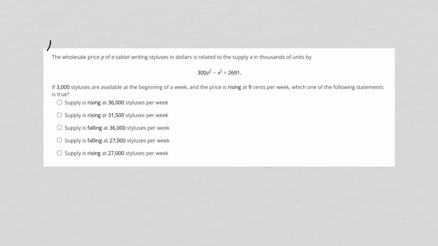So this question says the wholesale price P of e-tablet writing styluses in dollars is related to the supply X in thousands of units by this equation here. If 3,000 styluses are available at the beginning of a week, we know that X is in thousands of units of styluses, so I can say for sure that X is equal to 3, and the price is rising at 9 cents per week.